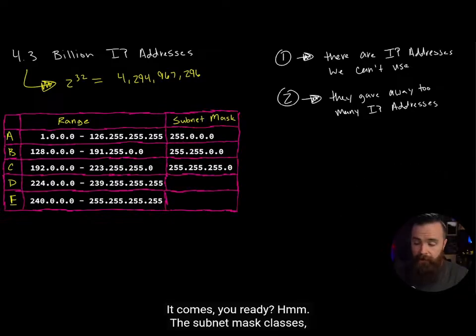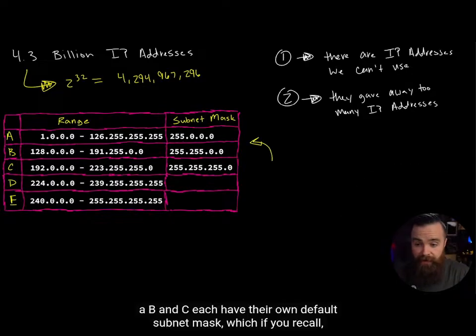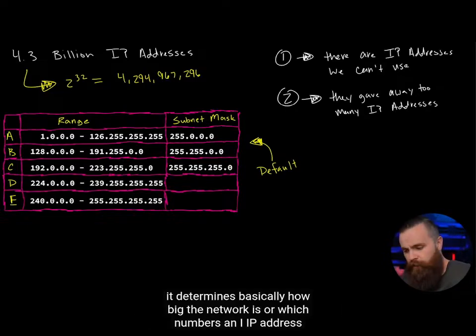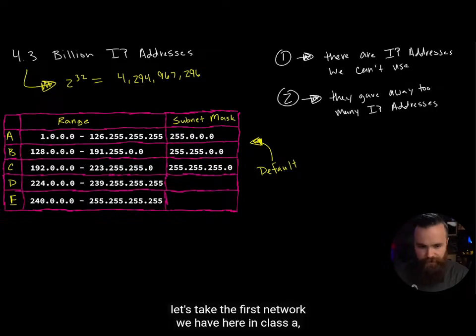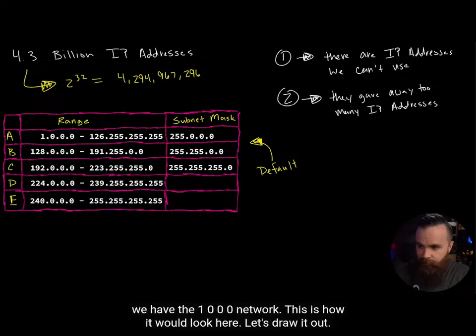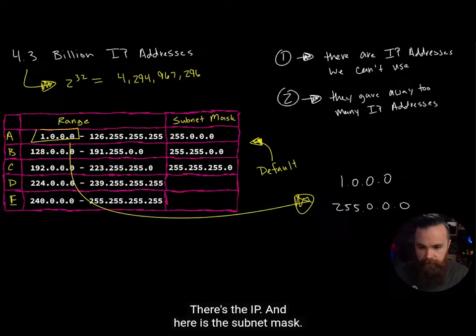The subnet mask. Classes A, B, and C each have their own default subnet mask, which, if you recall from our last video, determines basically how big the network is, or which numbers in our IP address stay the same and which ones change. For example, let's take the first network we have here. In Class A, we have the 1.0.0.0 network. This is how it would look over here. Let's draw it out. There's the IP, and here is the subnet mask.